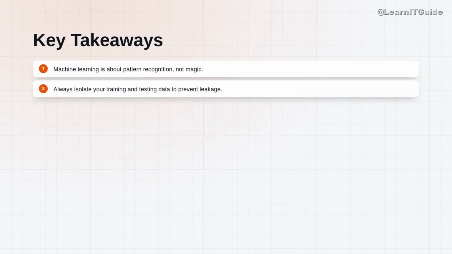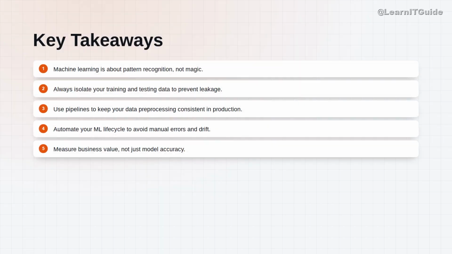To recap, machine learning is about statistical pattern recognition, not magic. Always isolate your training and testing data to prevent leakage. Use pipelines to keep your data pre-processing consistent in production. Automate your entire machine learning lifecycle to avoid manual errors and model drift. And most importantly, always measure the business value of your model, not just its technical accuracy. If it does not solve a real problem, the model is not worth the server resources.